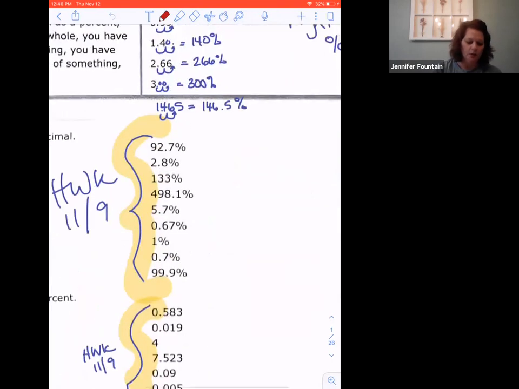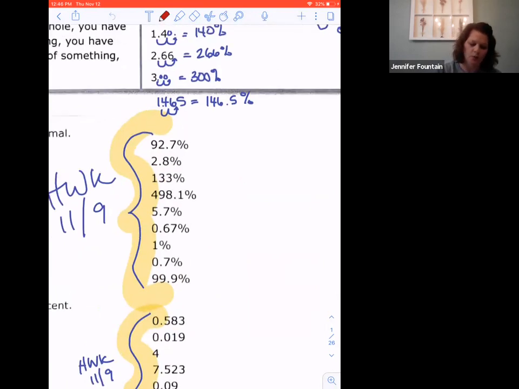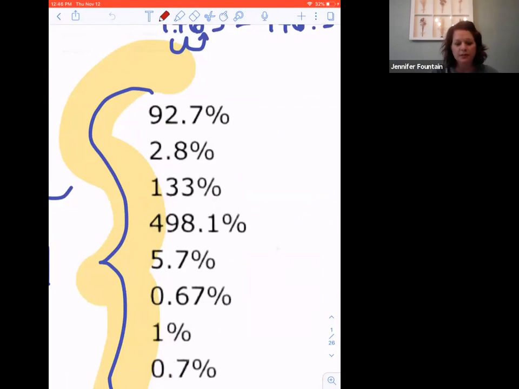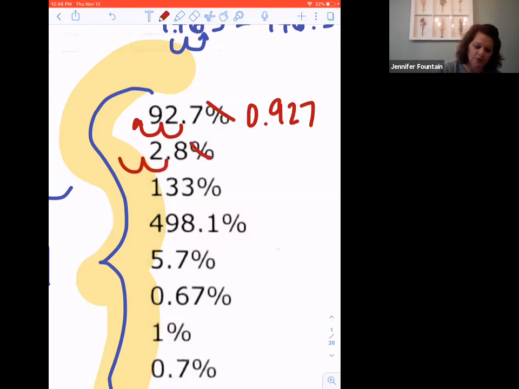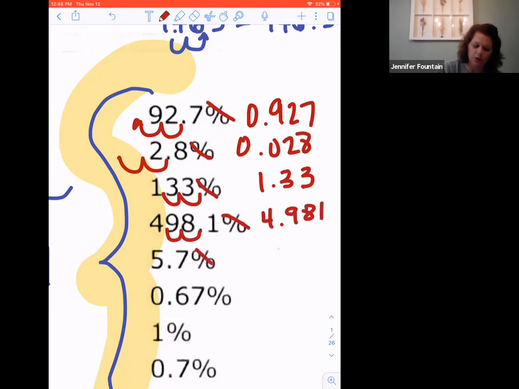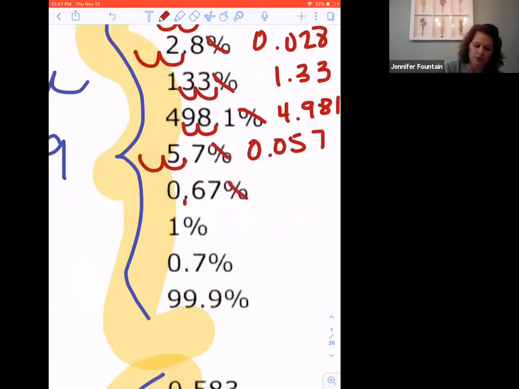So going down our homework, we had to change from percents to decimals. So remember that when I'm changing from a percent to a decimal, I drop my percent sign and I move 2 places to the left. So this would be 0.927. And we said that you can either have the 0 in front of the decimal or just a decimal. It's up to you. So I drop it, move 2. So 0.028. Drop it, move 2. 1.33. Drop it, move 2. 4.981. Drop it, 1, 2. 0.057. Drop it, move 2.